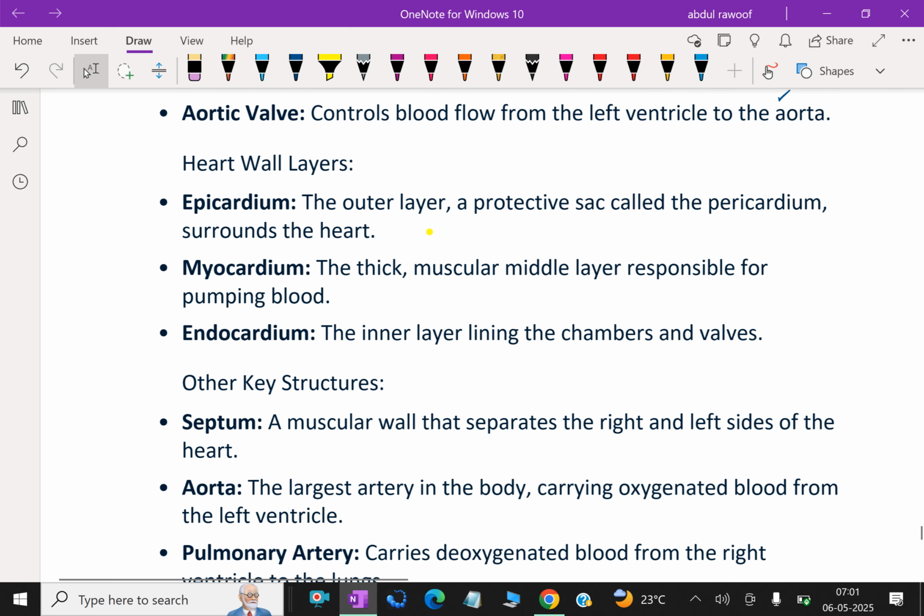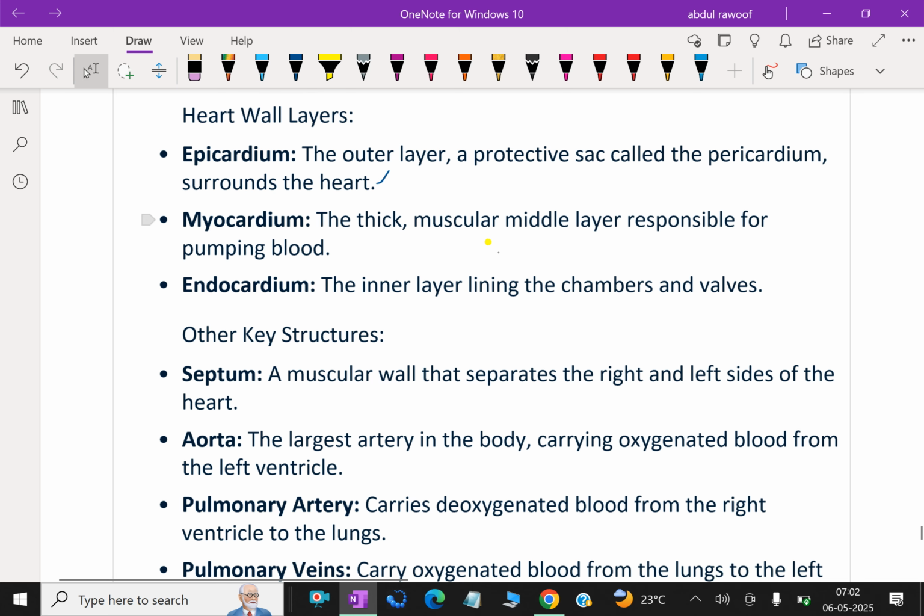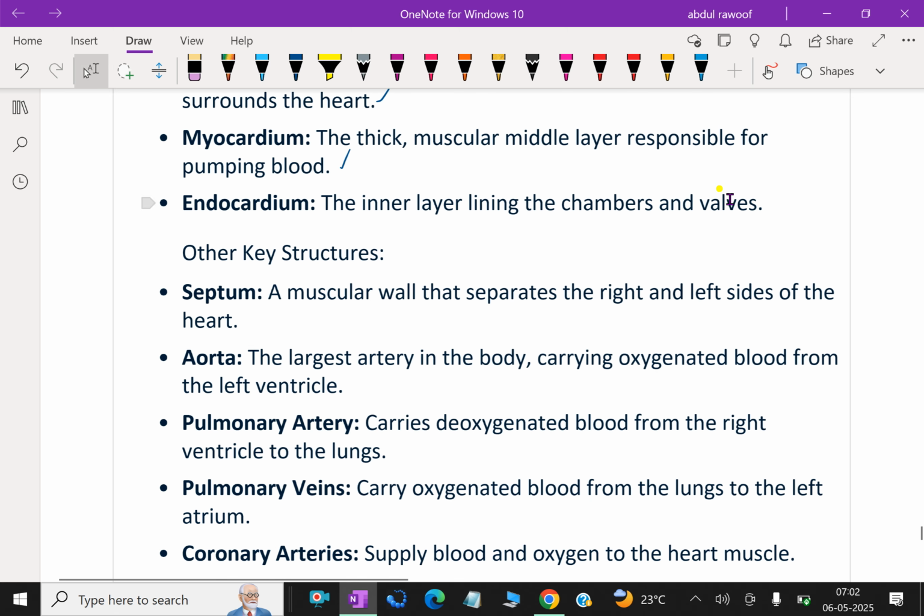Heart wall layers. The epicardium, the outer layer, is the protective sac called the pericardium that surrounds the heart. Myocardium, the thick muscular middle layer, is responsible for pumping blood. Endocardium, the inner layer, lines the chambers and valves.